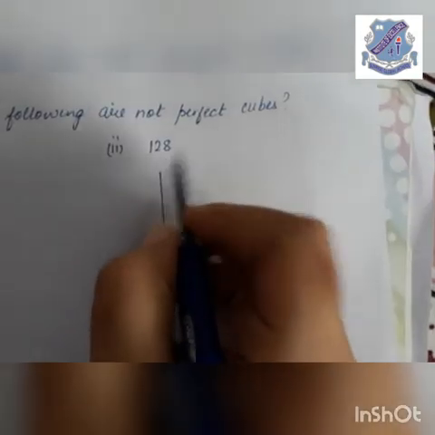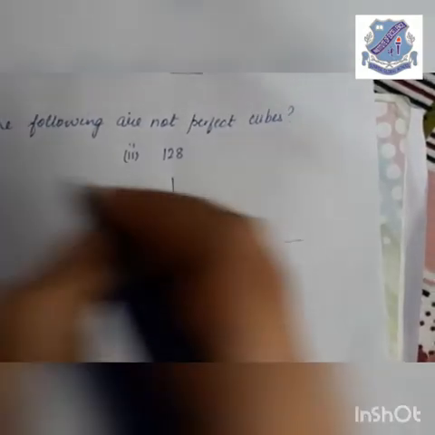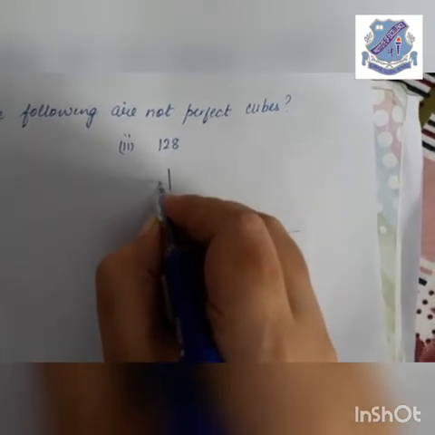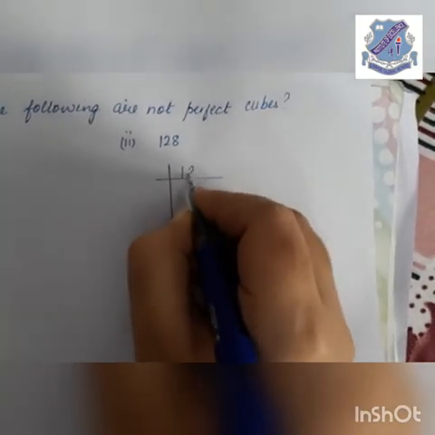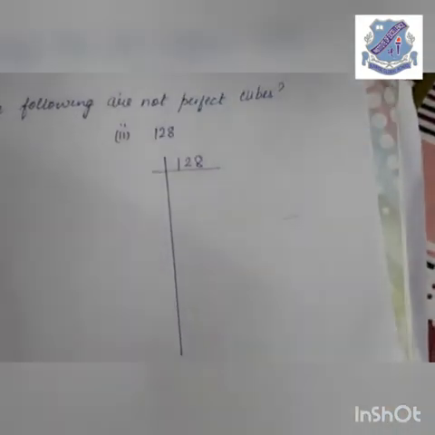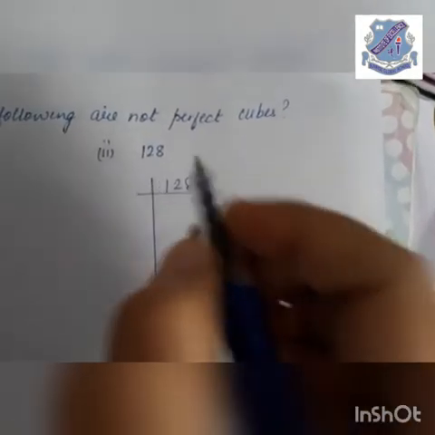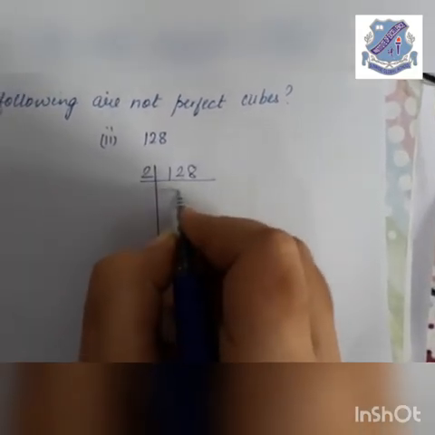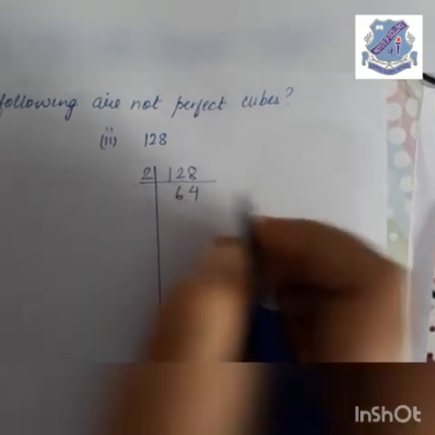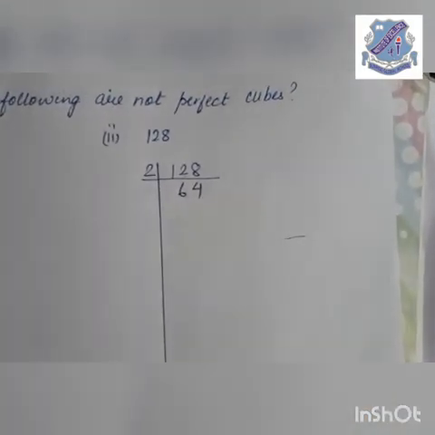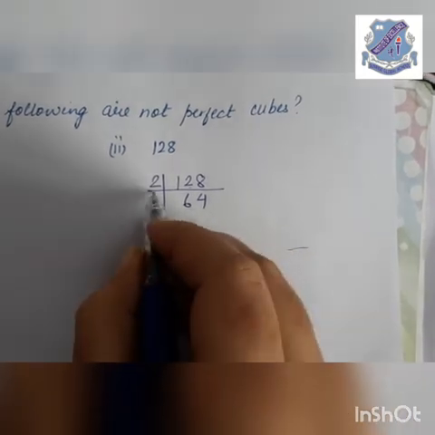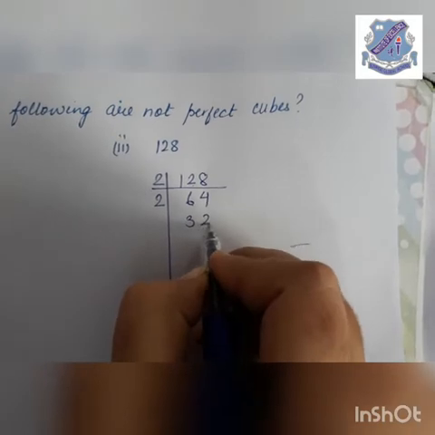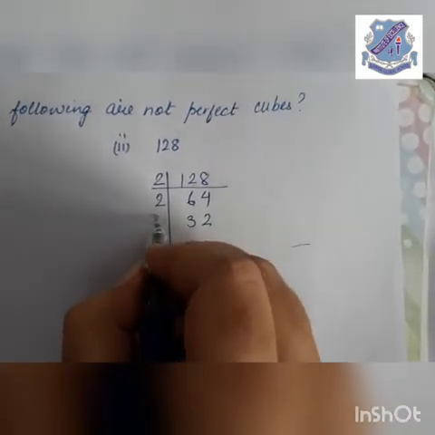Now similarly we'll do the next sum. In the same way, with prime factorization, we will solve the next sum. The next sum is 128. Now we will start. While dividing 128, we'll first divide it by 2. So 2 6s are 12 and 2 4s are 8, correct? So the answer you get is 64. Again 64 is also divisible by 2, so we'll put 2 here again. 2 3s are 6 and 2 2s are 4. So again you got 32 over here.